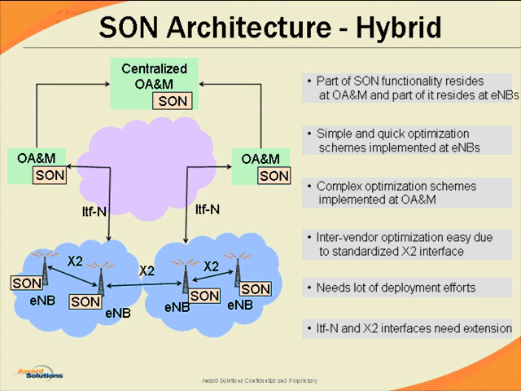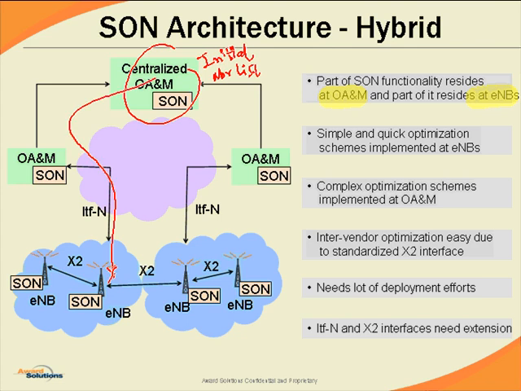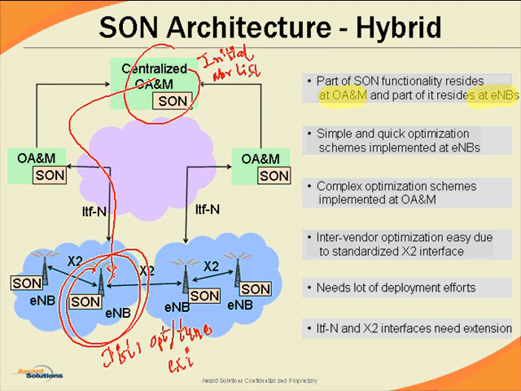So in the hybrid approach, for a given SON function, part of the information is residing at the centralized entity, such as O&M, and part of the algorithm is executing in the e-node B. So I would give you one example in that case. Let's say we can get some initial neighbor list from the centralized O&M system, and then we can have a distributed approach where you are optimizing, you are tuning the existing neighbor list. So now your neighbor list is modified by some algorithm that is inside the e-node B.